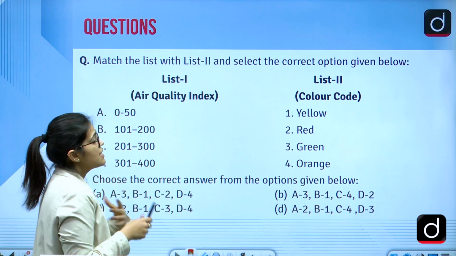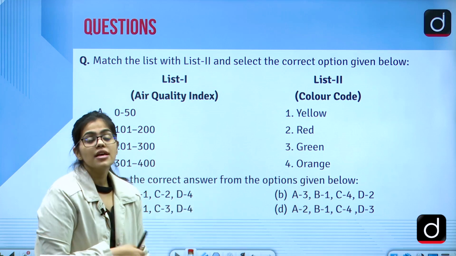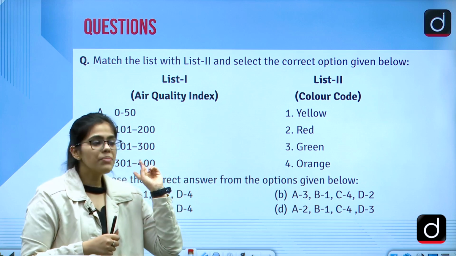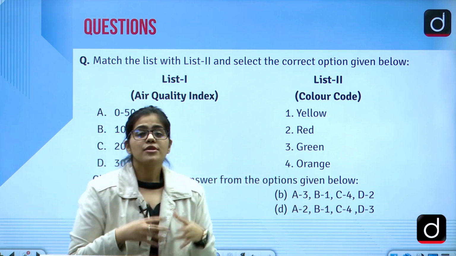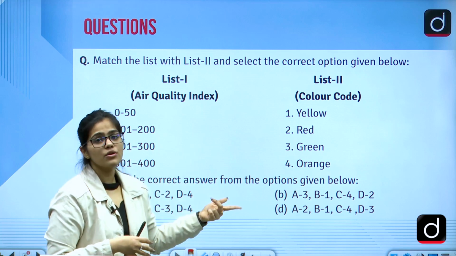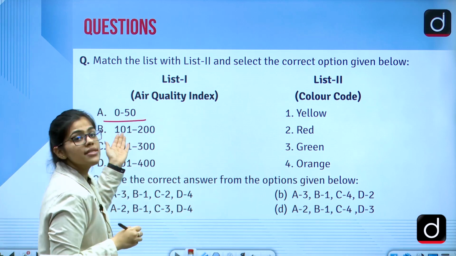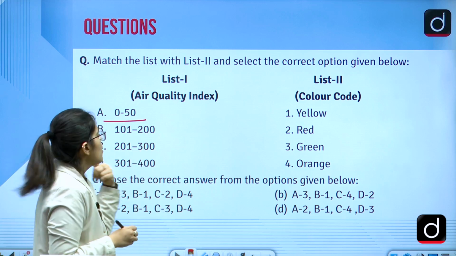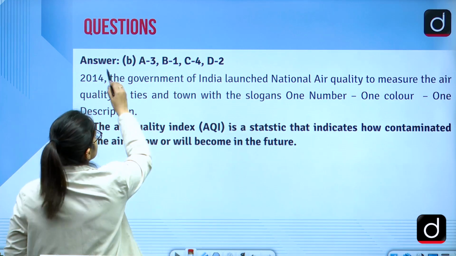Then this is the list. This is the air quality index. We have this index given here, and these are the colors. The air quality index works on the slogan that there will be one color, one value and one description given to it. So we have to match the descriptions, that is the air quality index, with the color codes associated with it. We have 0 to 50, 101 to 200, 201 to 300, 301 to 400. What would be the correct color code to be matched? The right answer is B for us.